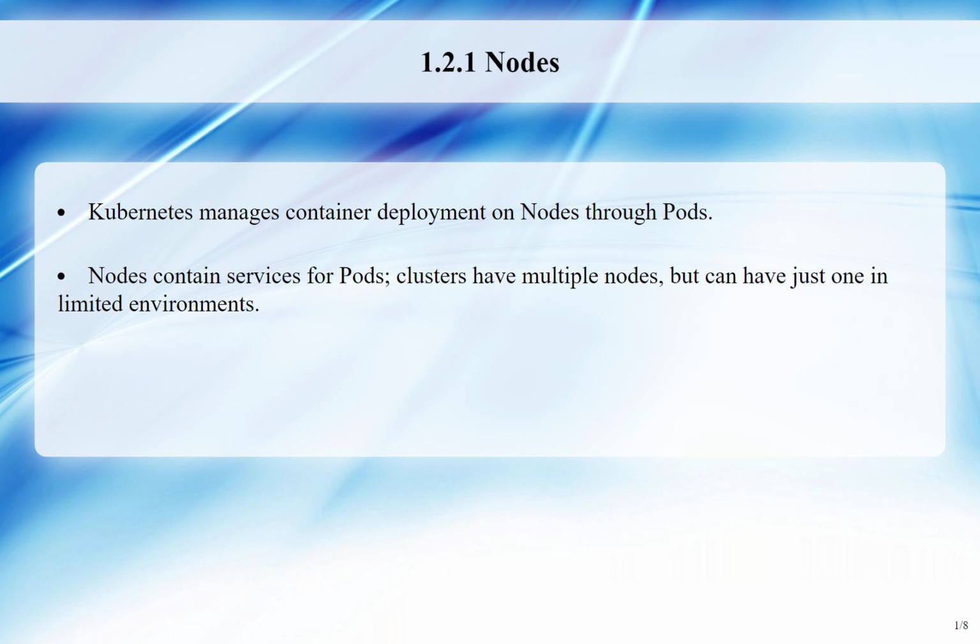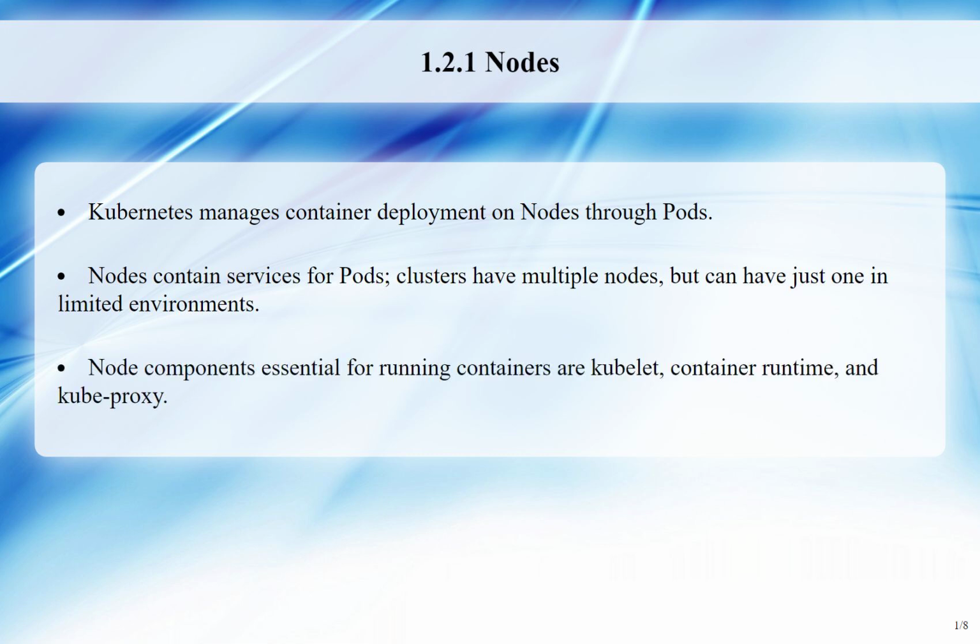A cluster typically has multiple nodes, but in some cases there may be only one node, such as in a learning or resource-limited environment. Components on a node include the kubelet, container runtime, and kube proxy, which are essential for running containers.